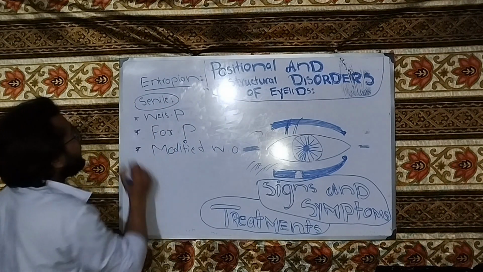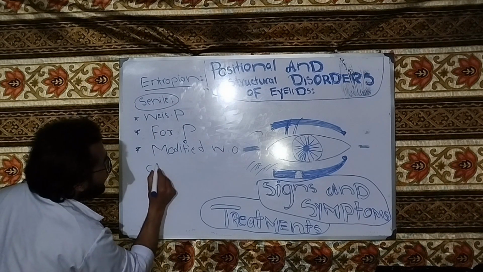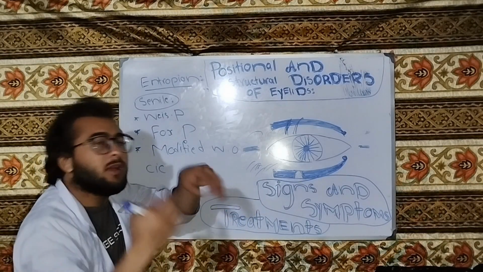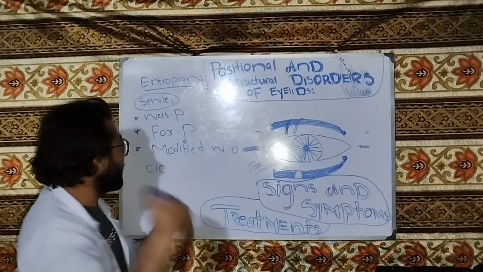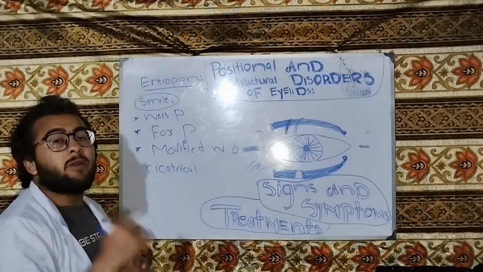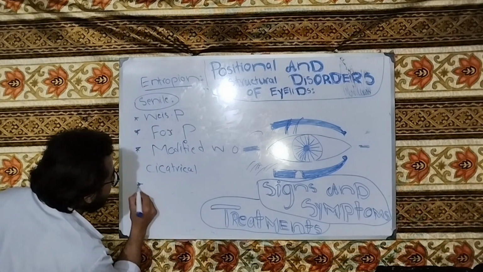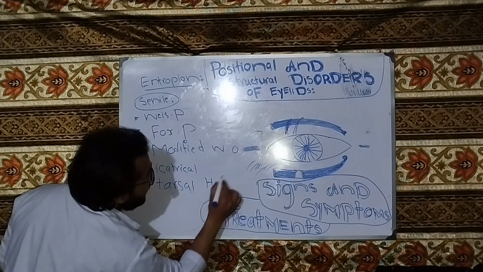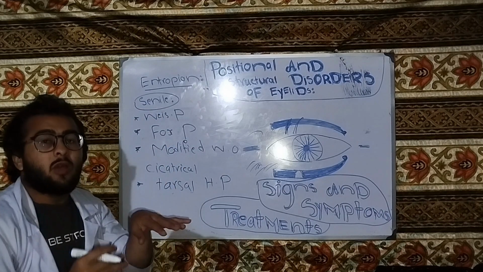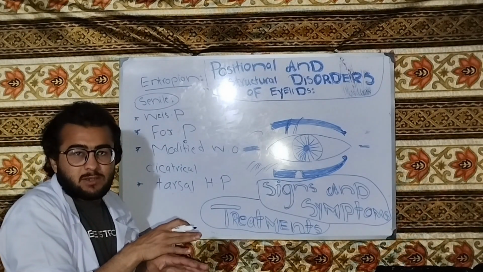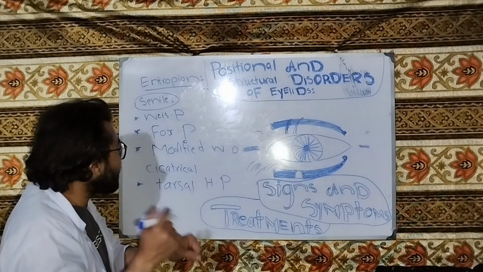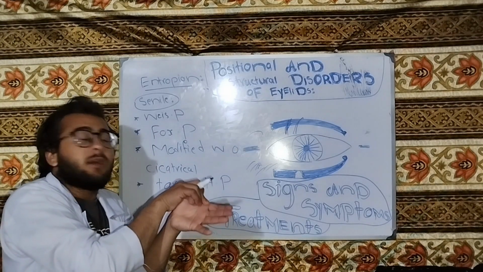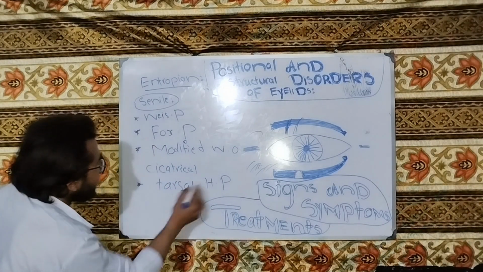Now for the cicatricial entropion, the scar is contracting and pulling the eyelid margin inward. So for the cicatricial, we will do tarsal hang procedure. In this procedure, like the Weiss procedure, we will pass the everting sutures, and the cicatricial part will be moved away from the globe. So this is the tarsal hang procedure.